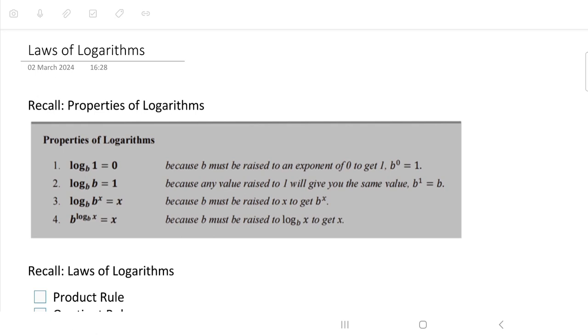The third property, the logarithm of b raised to x, to the base b, is equal to x because b must be raised to x to get b raised to x. And last property, b raised to the power of log base b of x is equal to x.